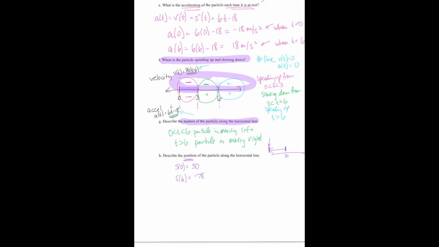And then it turns around. So we're going to say it starts at 30 meters when t equals 0, moves left to negative 78 meters at t equals 6, then moves right.